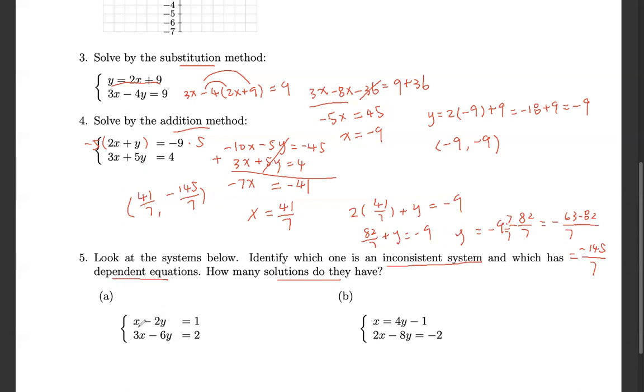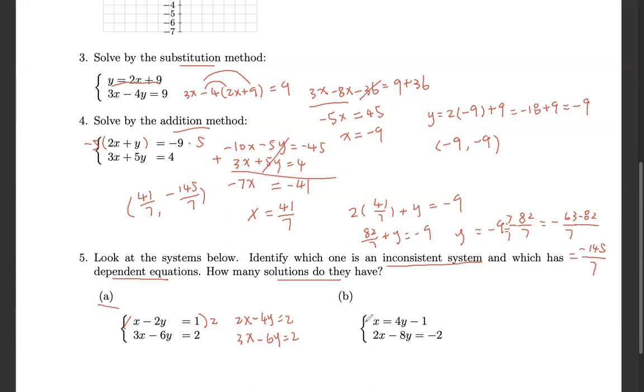Let's see the first one. The first equation we have x minus 2y equals 1. The second one we have 3x minus 6y equals 2. And this one is not inconsistent, right? Because if we multiply the first equation by 2, we would get 2x minus 4y equals 2. And it's different from the second one. The second one is 3x minus 6y equals 2, right? So this one is not inconsistent.